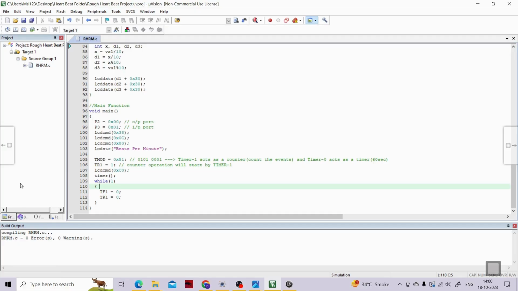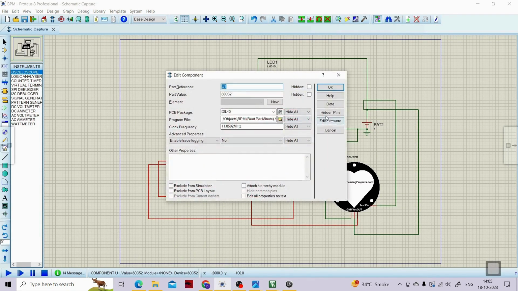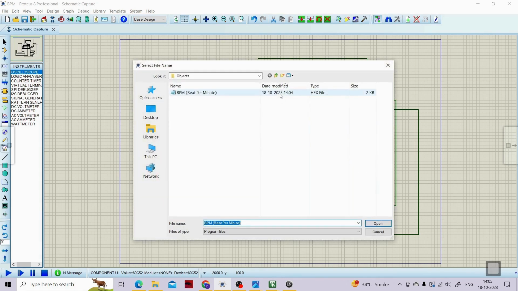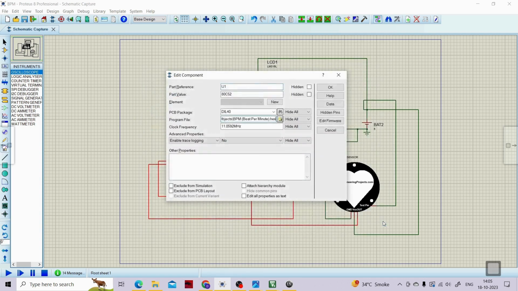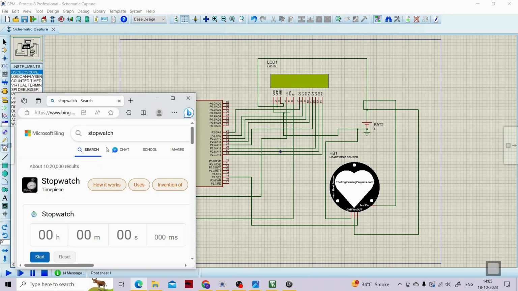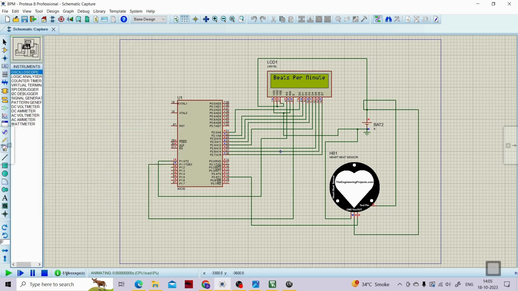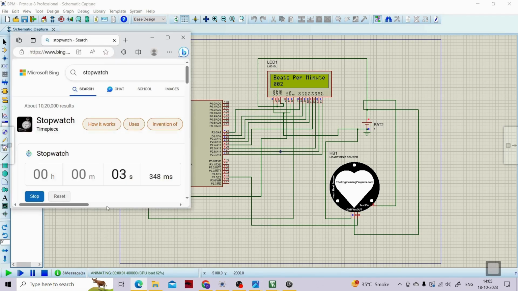So you see it is giving 0 errors and 0 warnings. Now let me go to the Proteus software and burn this entire code into the microcontroller. Click on open, click on OK. Great. Before starting the simulation, let's start the stopwatch and see if we are able to monitor it for around 1 minute or not.